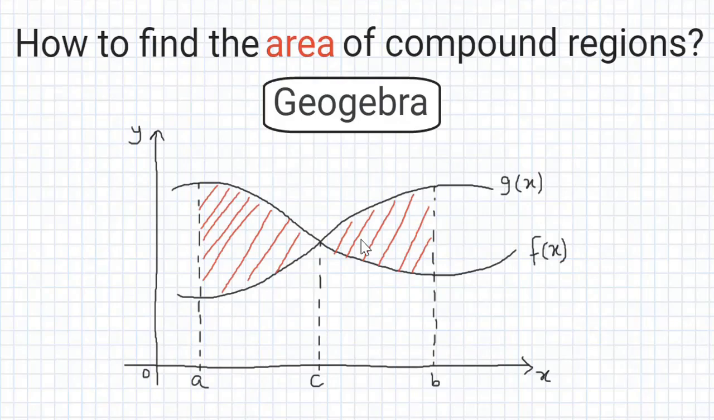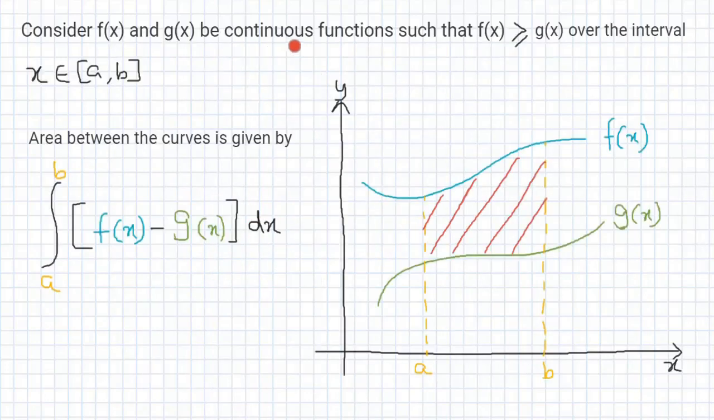Now since the region is formed between these two curves, the concept of finding the area between two curves needs to be understood. So for that, we'll first talk about finding the area between two curves. Consider we have two continuous functions f(x) and g(x) such that f(x) is greater than or equal to g(x) over the interval a to b, and the area between the curves is given by the integral from a to b of f(x) minus g(x) dx. So that's the formula to find the area between the curves.